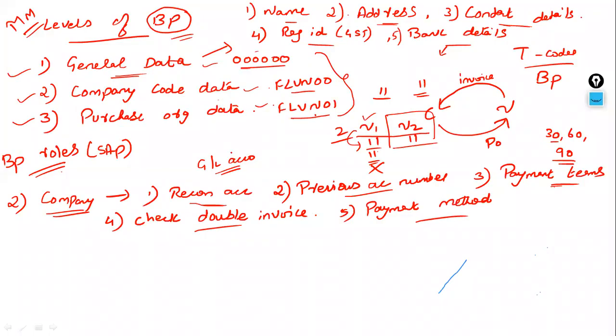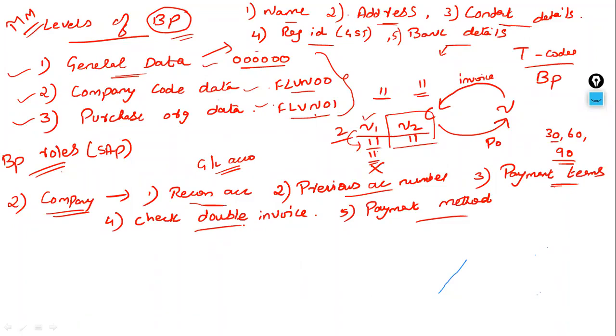So, what is important in company code level? In company code level, reconciliation account is important because of the reporting purpose, and you have a previous account number, but now it is not considered as important in company code level. And you have the payment terms. As soon as you get the material, in how many days you want to do the payment, that is called payment terms. And you have check double invoice.